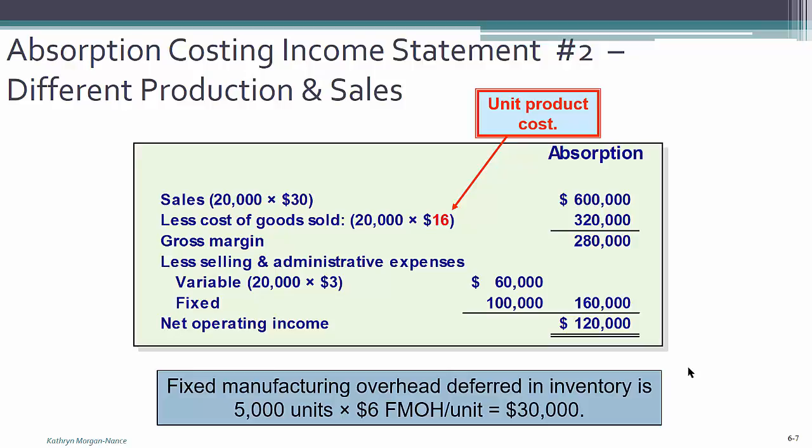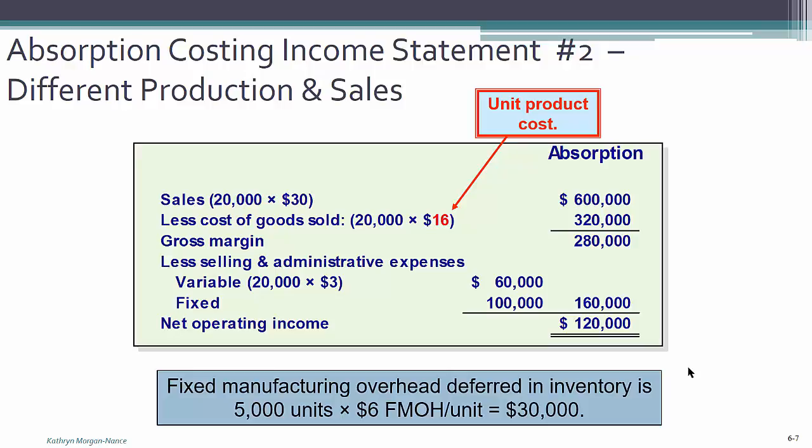You might be wondering, why is this important? As mentioned previously, it is this characteristic that creates issues when it comes to pricing products and evaluating performance. Variable costing, on the other hand, eliminates these issues. It treats fixed manufacturing overhead as an expense in the period of production and does not attempt to match it with sales.